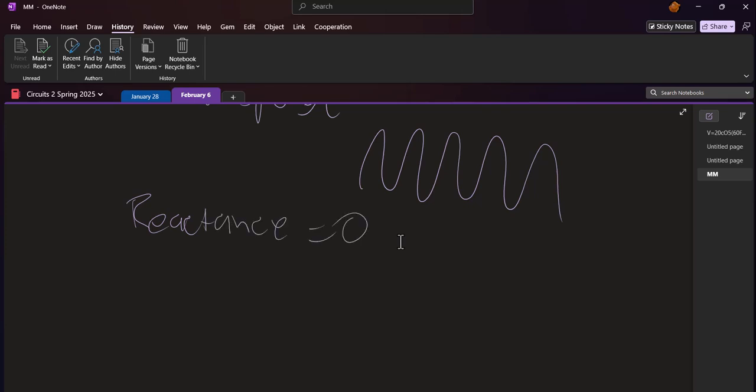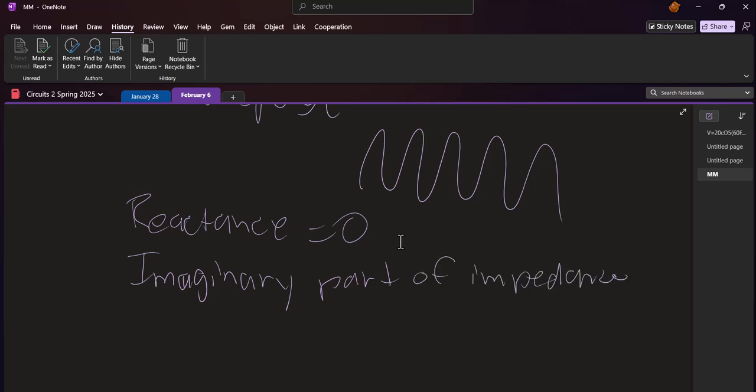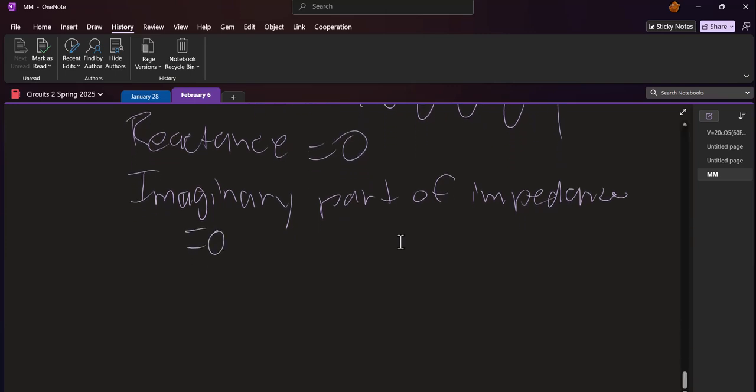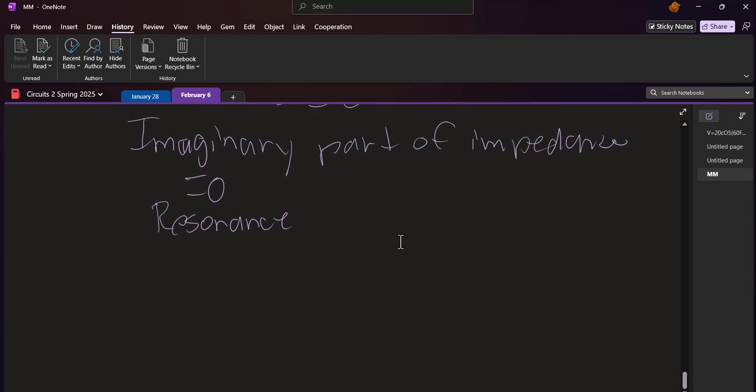to be zero, or in other words, the imaginary part of the impedance would equal zero. That is when you get resonance. When you have the imaginary part of the impedance equaling zero. And also at the resonant frequency, that's going to be where you also have maximum power, and we're going to talk about that later. So when the imaginary part of the impedance is zero.